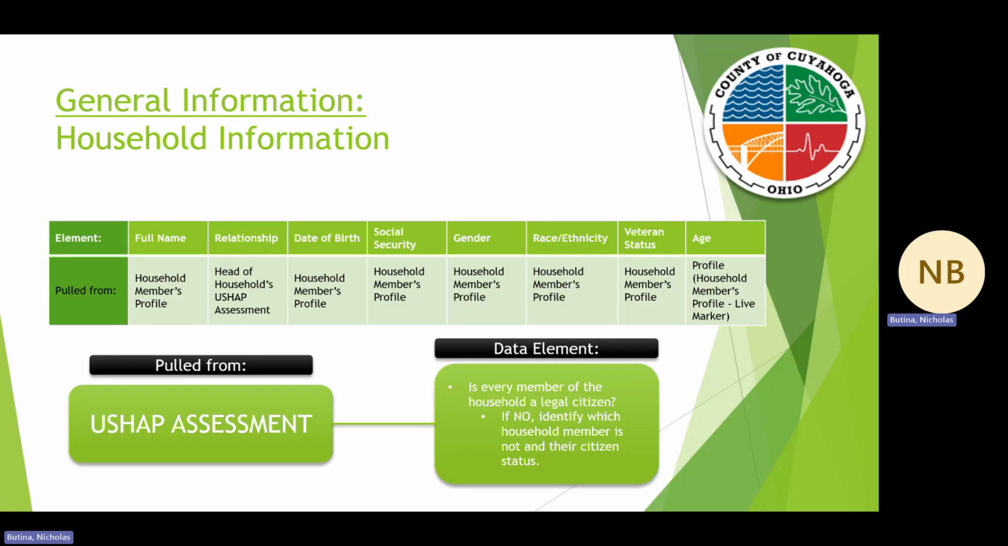The only other element that is necessary to record on the USHAP assessment directly is: is every member of the household a legal citizen? If the answer is no, you'll be required to identify which household member is not and what their citizen status is. It is important to note that this question will not be reported on or shared with any outside entity for security purposes.